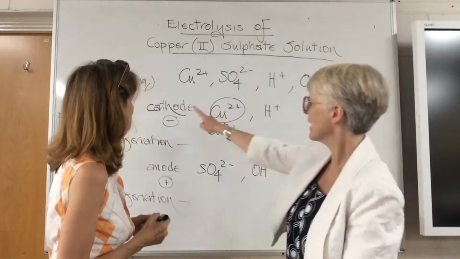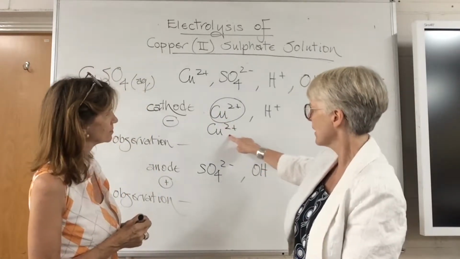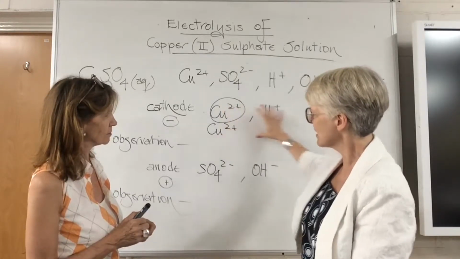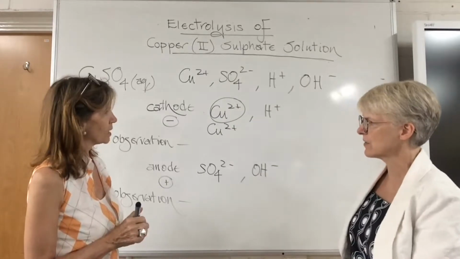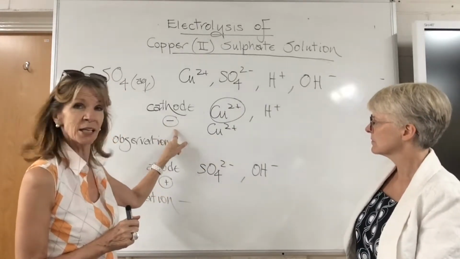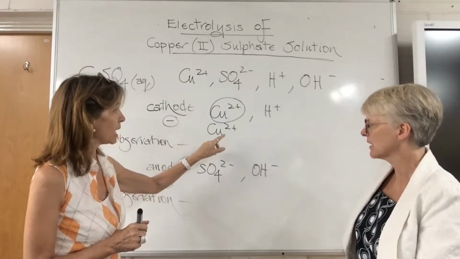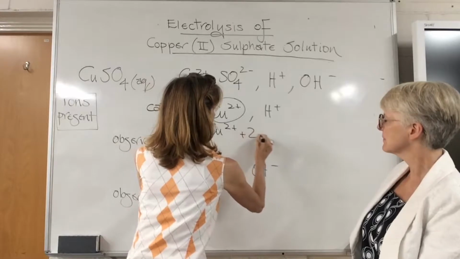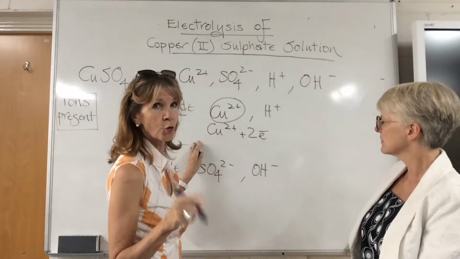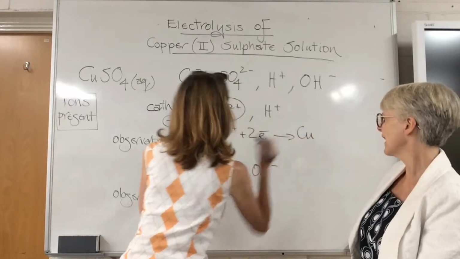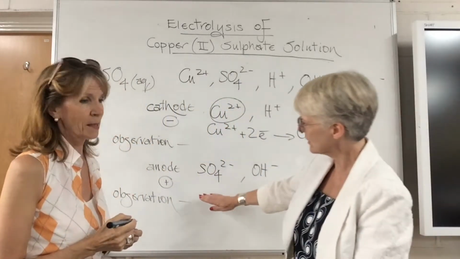Okay, so at the cathode, the copper 2 plus will gain electrons. So can we write an equation for what's happening at the cathode? Right, we can do that. The copper 2 plus ion picks up electrons from the cathode. How many? Because it's 2 plus, it will pick up 2 electrons. Okay, great. And in doing so, it will form copper atoms. So we go from copper ions to copper atoms. Perfect. Let's have a look at the anode.